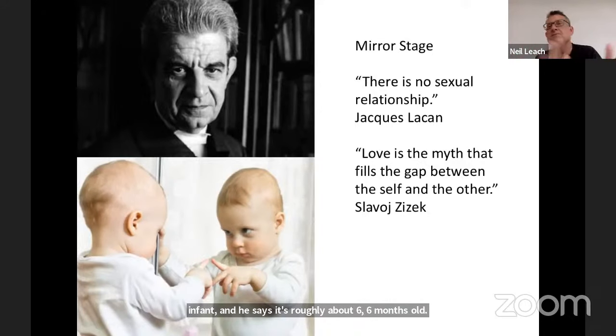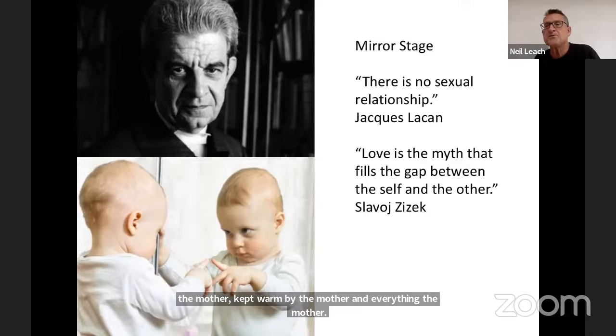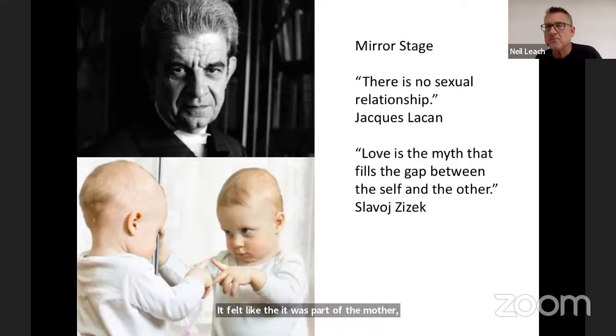And this becomes a crucial moment in the development of that individual, because it recognizes itself as an object in a world of objects. That's important because it means that it's now no longer part of the mother. Up until then, it had been fed by the mother, kept warm by the mother, and it felt like it was part of the mother, and now it realizes that no, it's separated from the mother. It is an object in a world of objects, and Lacan refers to this as an alienating identification.